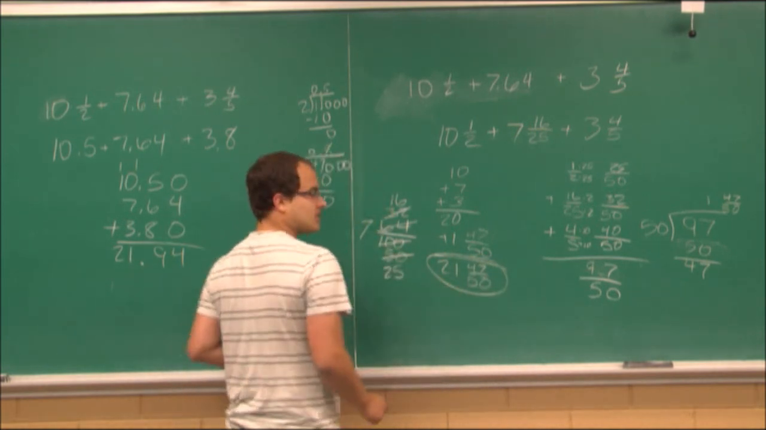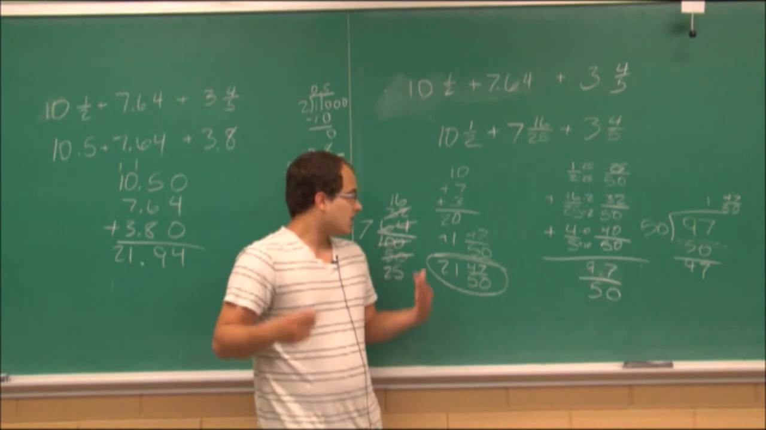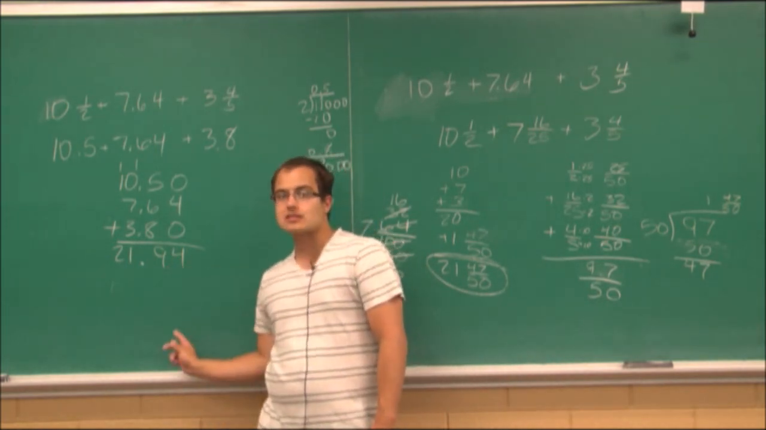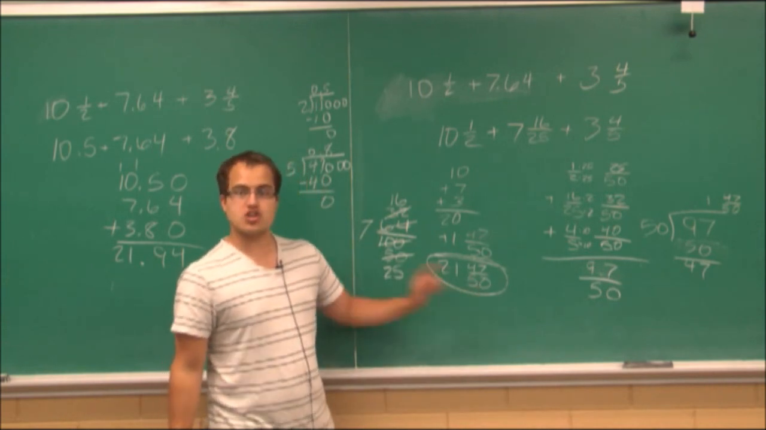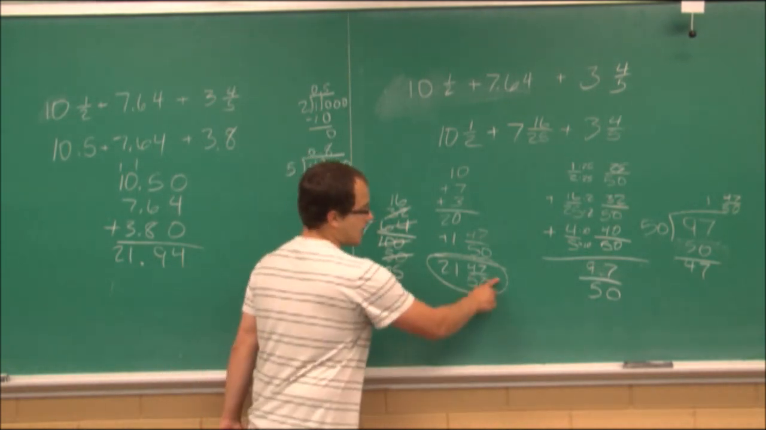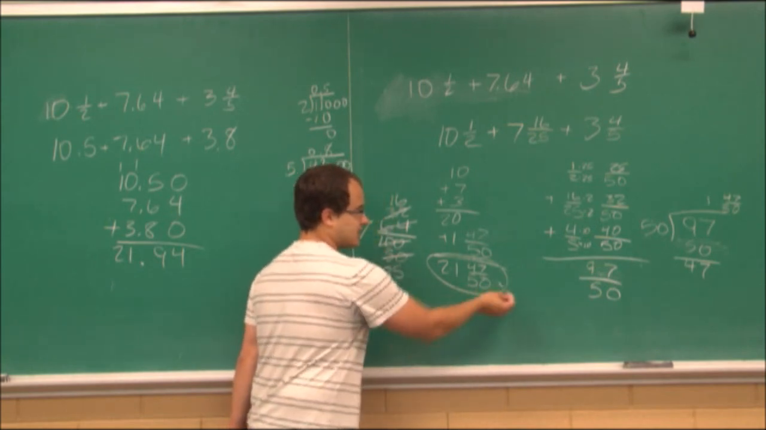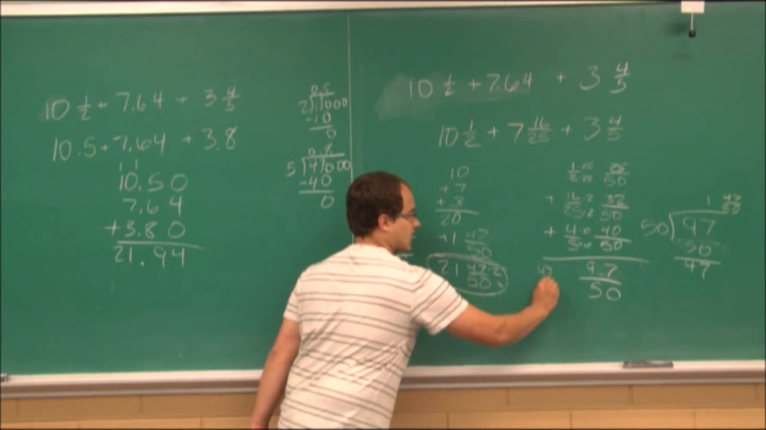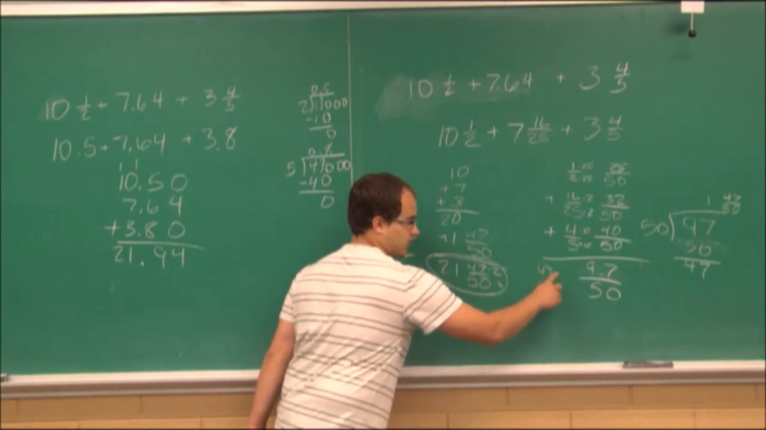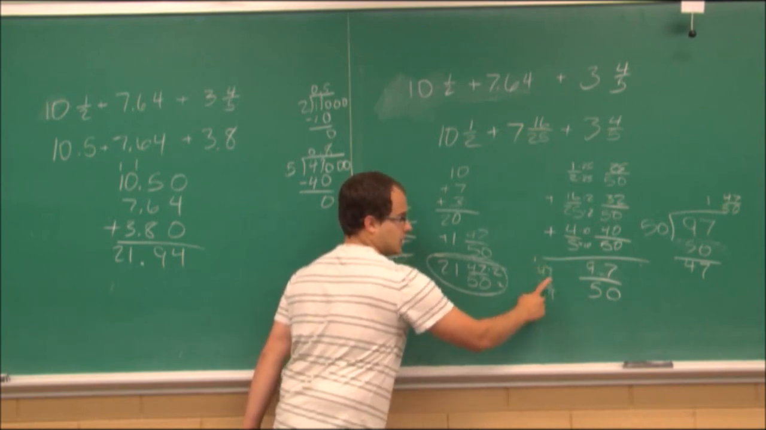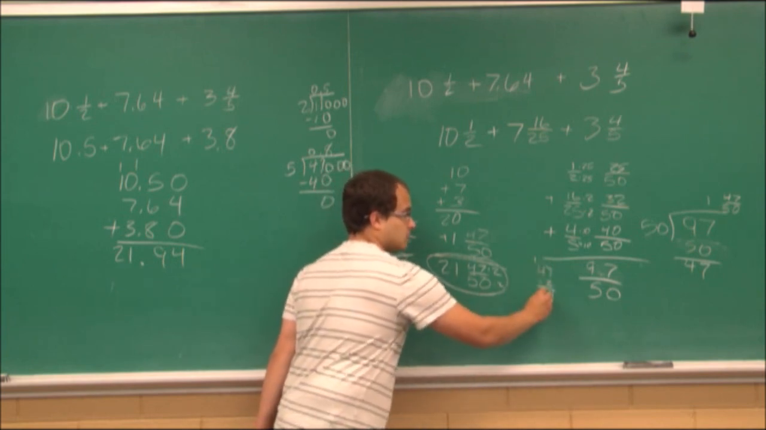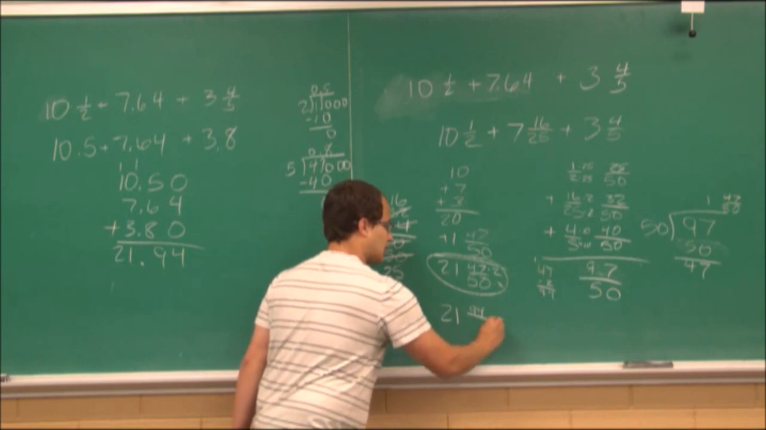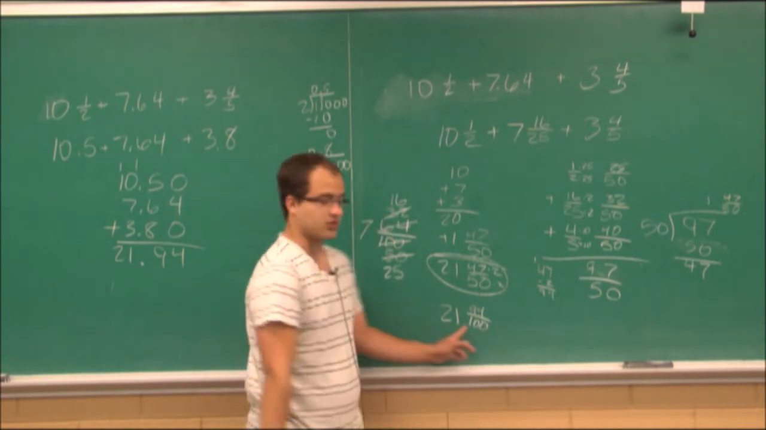Now, are these two answers equivalent? The quickest way I would do is, since this says 94 hundredths, let's make this into hundredths. To do that, I'd have to multiply this by 2, which means I have to multiply the numerator by 2. Well, 47 times 2, 2 times 7 is 14, carry the 1. 2 times 4 is 8, plus 1 is 9. So this would be 21 and 94 over 100, or 94 hundredths.